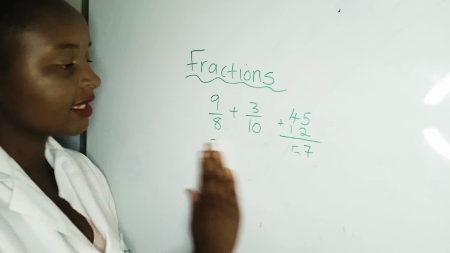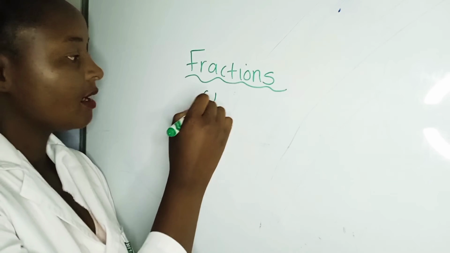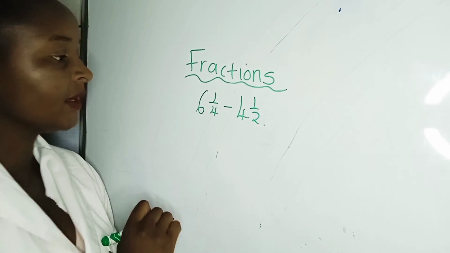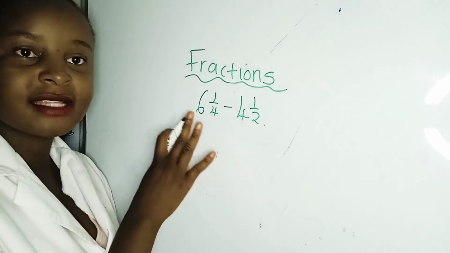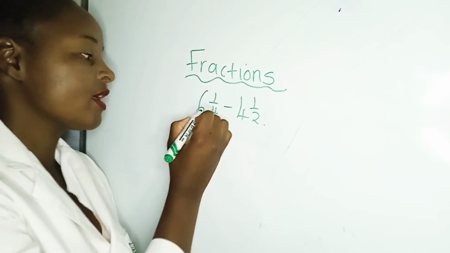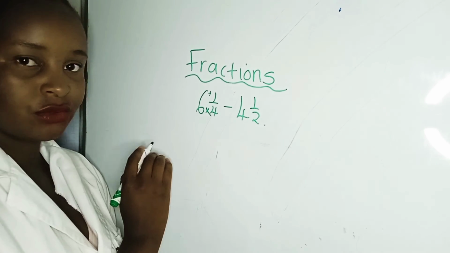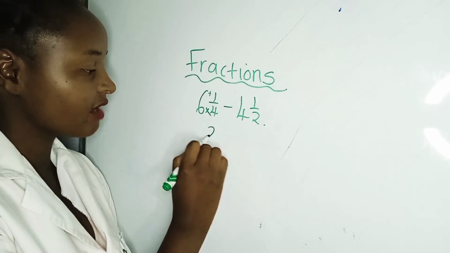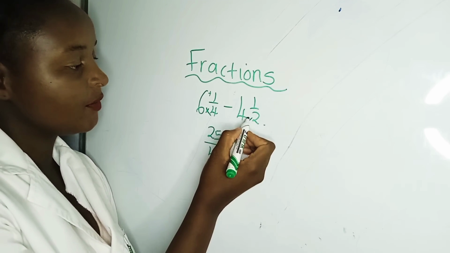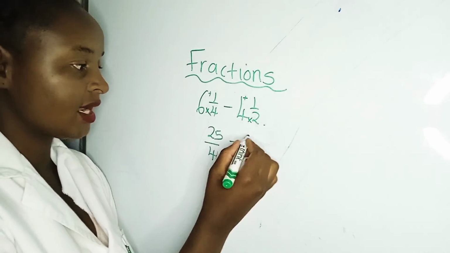Our next question says 6 and a quarter minus 4 and a half. Okay, so we need to change these mixed fractions into improper fractions. So here we are multiplying and there we add. We say 6 times 4, 24, plus 1, 25. So it becomes 25 over 4 minus, there we multiply, there we add. 4 times 2, 8. 8 plus 1, it's a 9.